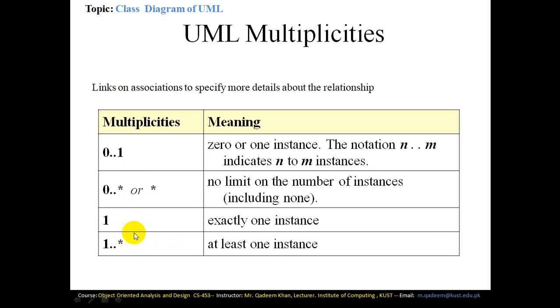So all these multiplicities mean how many objects we can declare in one class of the other class. If we have 1, that means exactly one instance can be accessed, and 1 to multiple means only one or more than one instances or objects can be accessed.